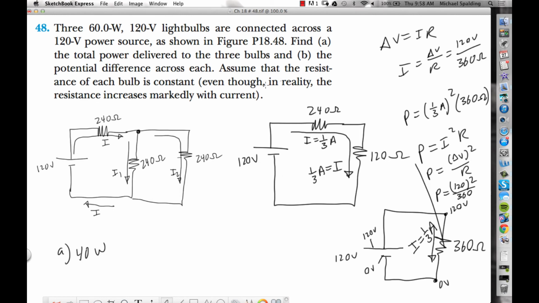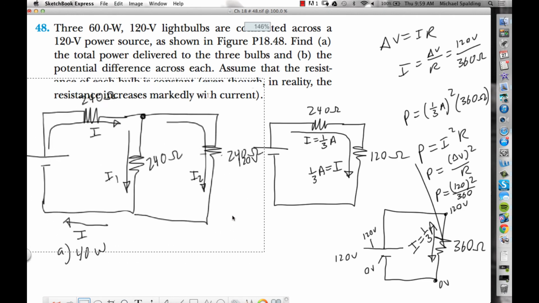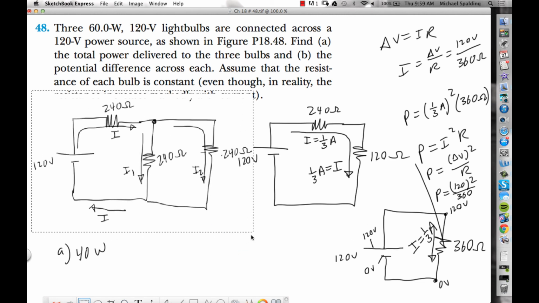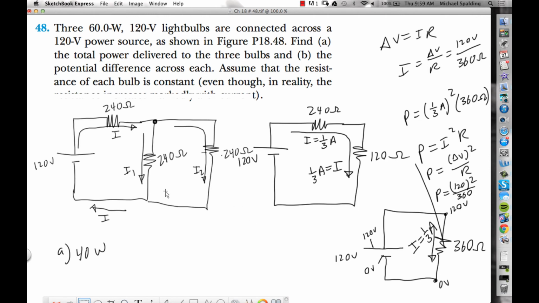Okay, B. What's the potential difference across each one? Here's the easiest way to do it. So start here. Let me make this picture bigger. I'm going to blow this up. All right, 120 volt battery. That means 120 and 0. So right there, we got 120 volts. Now, this current right here is 1/3 of an amp.